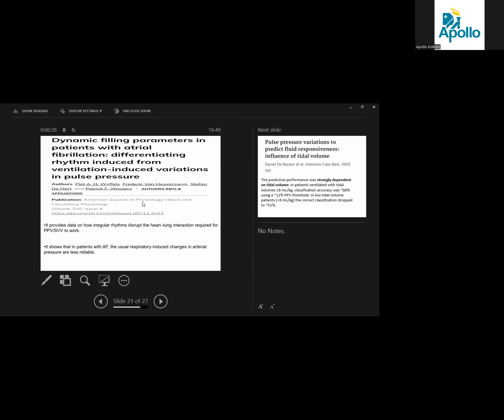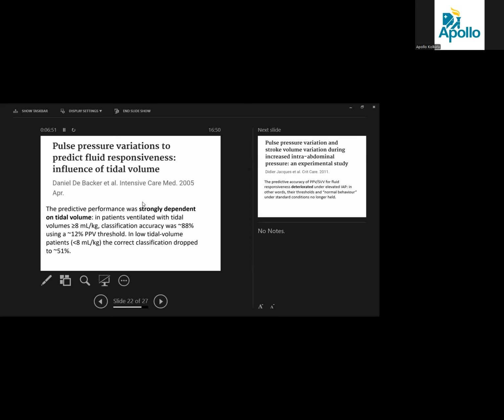Now, the next journal shows that in patients with atrial fibrillation or any other cardiac arrhythmias, the dynamic indices of fluid assessment fail to give complete data as compared to patients with normal sinus rhythm. Now, the next journal, by Daniel et al., showed that pulse pressure variations fail to predict fluid responsiveness in patients who are given low tidal volume as compared with patients who received more than 8 ml per kg tidal volume.